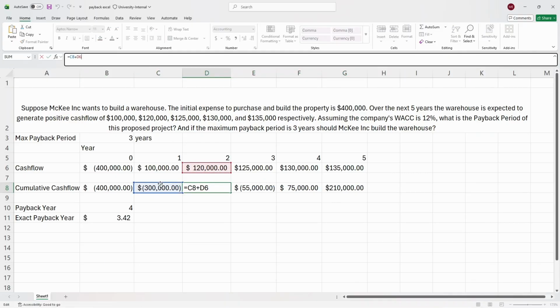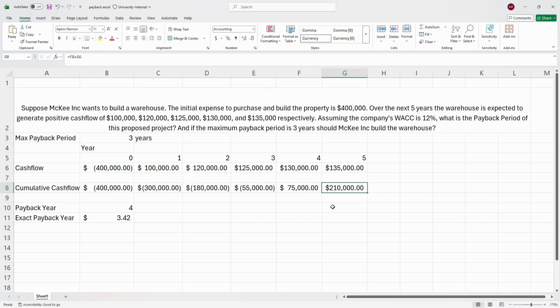And year 2 is going to grab my cumulative value from year 1. It's going to add 120,000 from year 2. And it's going to keep doing that. So we can manually see that it flips from negative to positive right here in year 3 versus year 4. So our payback period is happening sometime between year 3 and year 4.